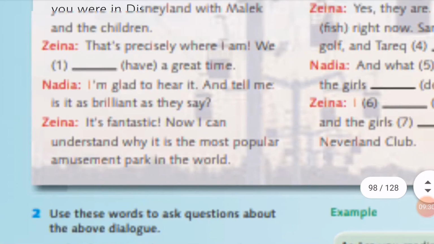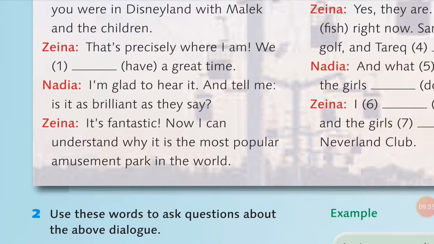Nadia: I'm glad to hear it. Glad here has the same meaning as happy, بمعنى سعيد. And tell me, is it as brilliant as they say? هل هذا المكان جدا لامع وجدا مدهش كما يتكلمون عنه؟ So brilliant here is an adjective. Zaina: It's fantastic. So we can say that fantastic has the same meaning as brilliant also. If we ask you to give synonyms from these lines, the synonyms are brilliant, fantastic, and what else? Wonderful or exciting also. All these adjectives are synonyms for each other. So it's fantastic. Now I can understand why it is the most popular amusement park in the world.